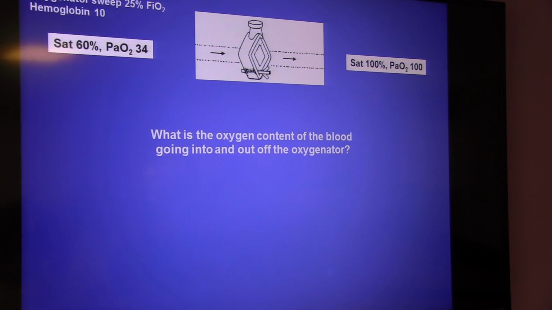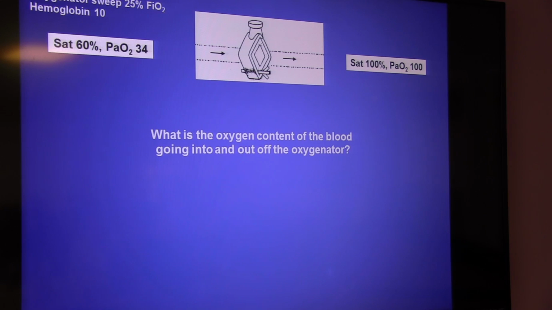So if we look at, for example, this is a 2.5 kilo baby who's flowing at 200 milliliters per minute, and her sweep FiO2 is 25% and your hemoglobin is 10. So going into the oxygenator, your pre-oxygenator sat is 60% and your PO2 is 34. And post-oxygenator, your sat's 100 and your PO2 is 100.